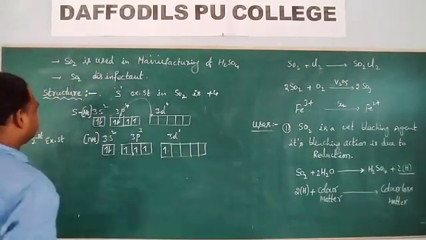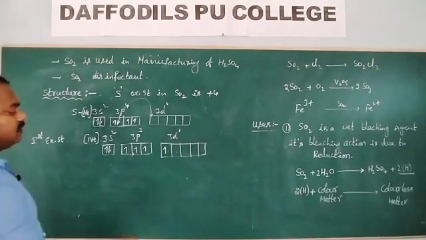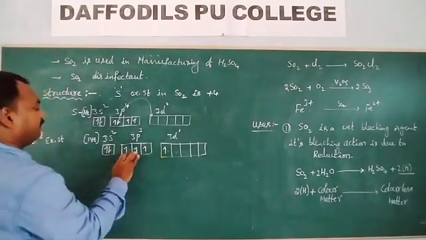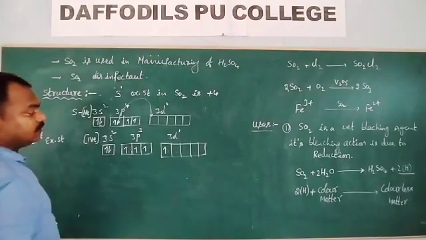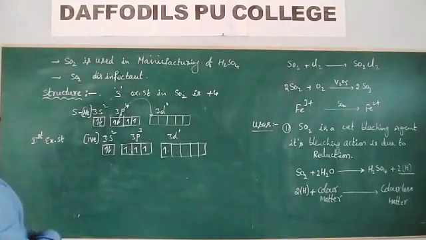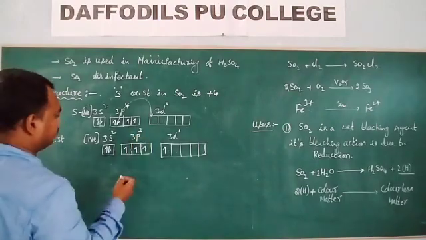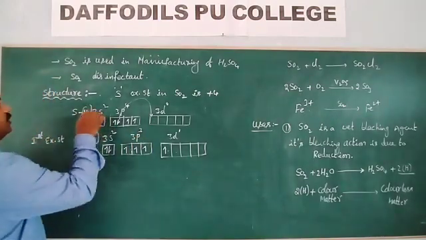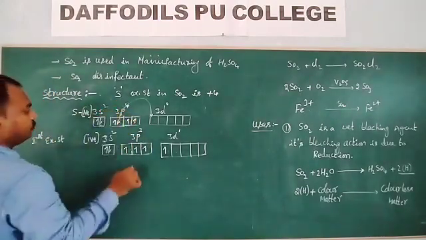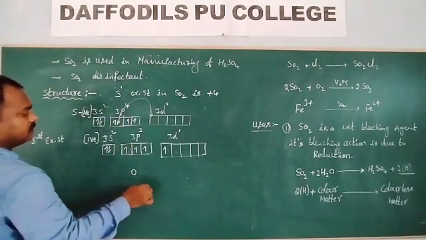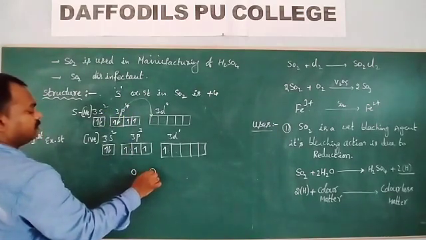So in this excited state, how many unpaired electrons are there? 4 unpaired electrons are there. These 4 unpaired electrons are going to make bonds with oxygen. How many oxygens are there in sulfur dioxide? 2 oxygens. This is an oxygen, this is another oxygen.